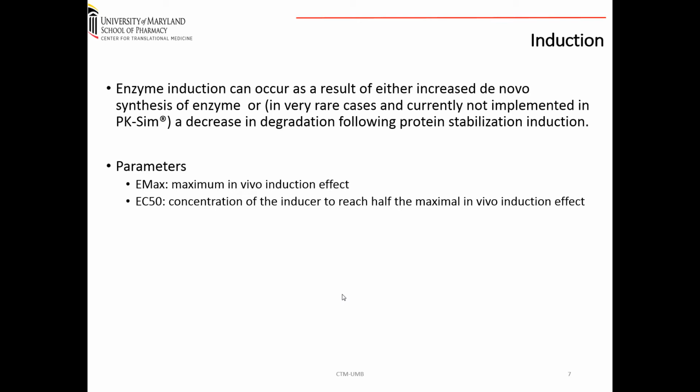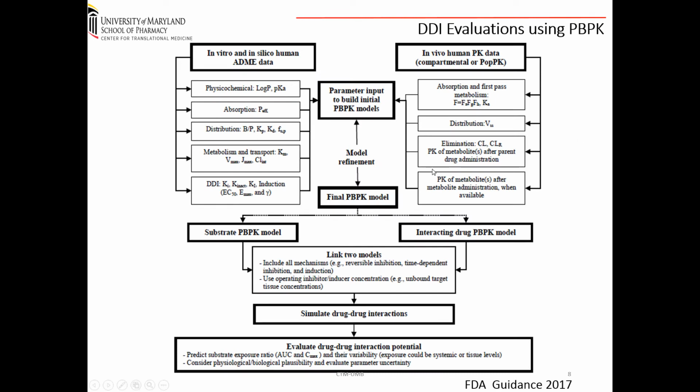So now these are all the kinds of processes. Let's move on to how we usually link these two types of processes. You have your substrate PBPK model and your perpetrator PBPK model, and you have all your metabolism and all the processes in place, and then you link these two models in the PBPK PKSim software, you describe all the mechanisms and the dosing scenarios, and then you simulate your interactions, and then evaluate the difference in your exposure parameters.